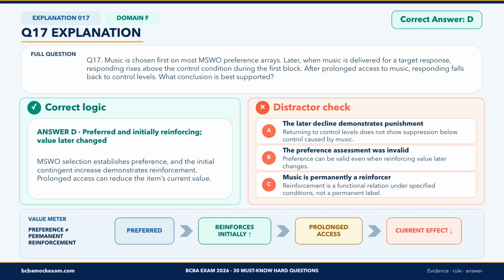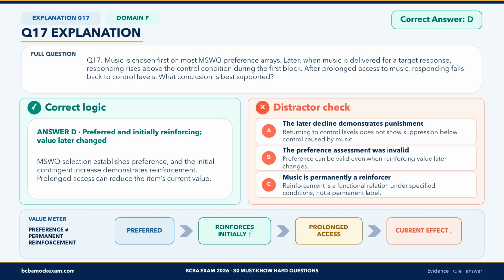Music was preferred, and the initial experimental increase shows a reinforcing effect. The later decline limits generality and suggests a possible abolishing operation. The value meter moves from preferred to initial reinforcement to prolonged access and then to a lower current effect.